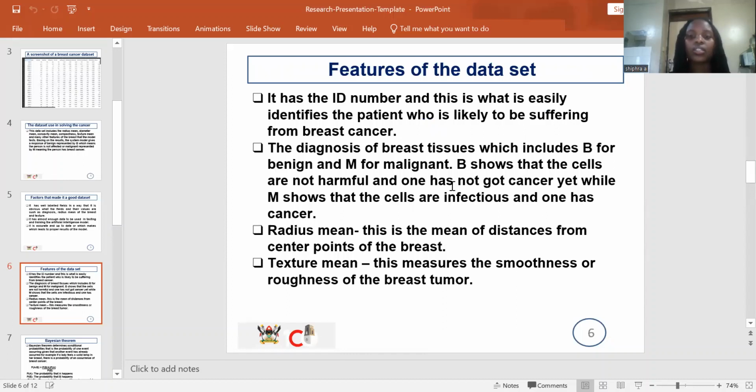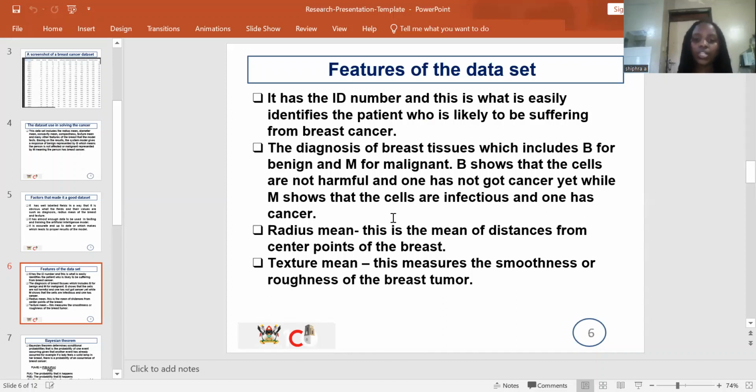The features that this dataset is going to mostly consider when detecting: first of all, it will have to see this ID number. This is what easily identifies the patient who is likely to be suffering from breast cancer. That record is taken, and then we have the diagnosis of the breast tissues, which includes B for benign, though I explained it already, and M for malignant. B shows that the cells are not harmful and one has not gotten cancer cells yet, while M shows that the cells are infectious, meaning someone has breast cancer.